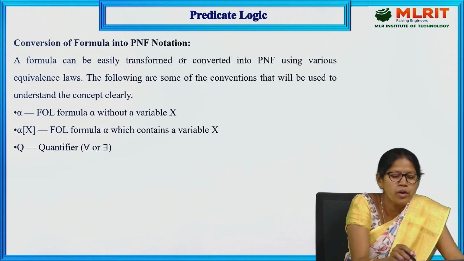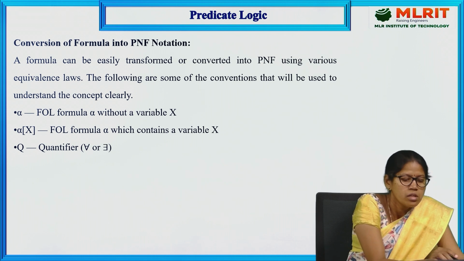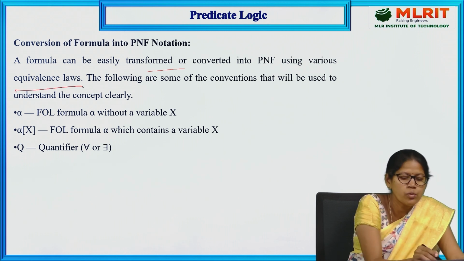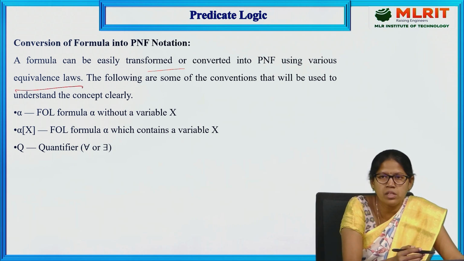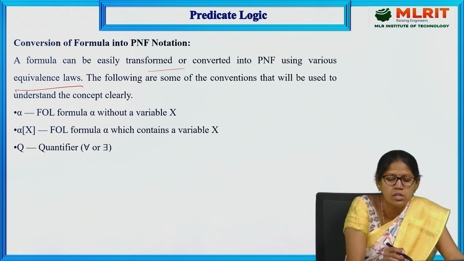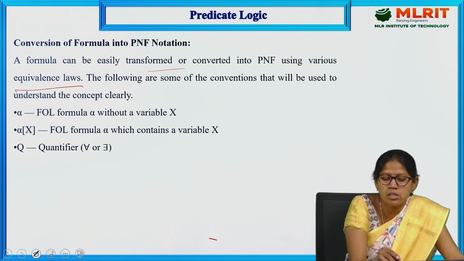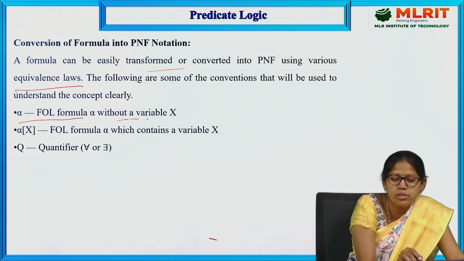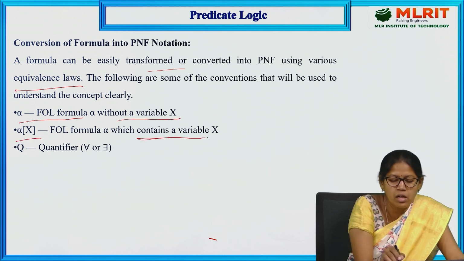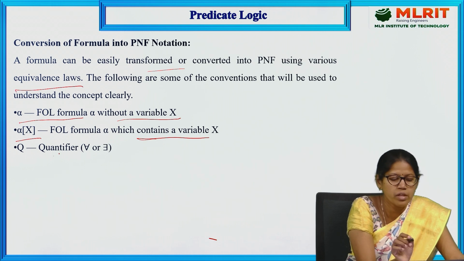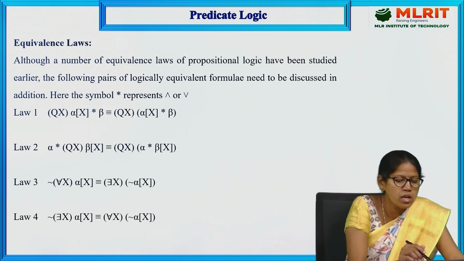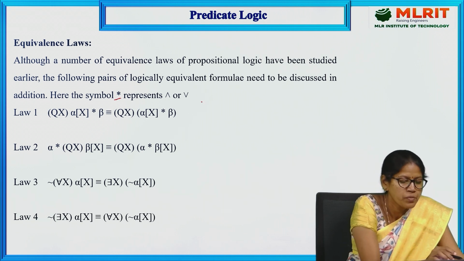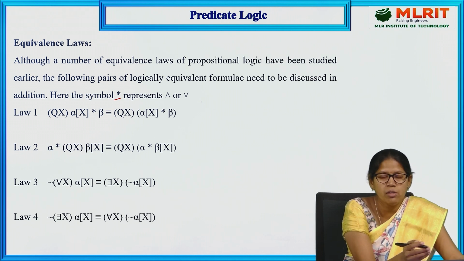Let's see the conversion of a formula into PNF notation. A formula can be easily transformed or converted into PNF using various equivalence laws. Already we have seen many equivalence laws in propositional logic. In addition, some of the conventions used to understand this concept are: alpha without the variable, and alpha containing the variable with the quantifier. Let's see the equivalence laws. The first one: this asterisk represents AND or OR symbols. Based upon the rule, we can eliminate that one.